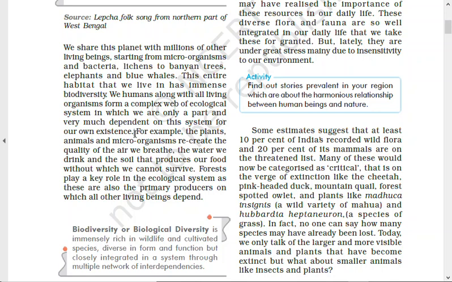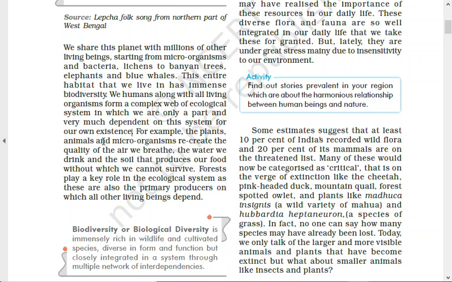So that means, forget about the first two lines, but here the third line says, we humans, along with all living organisms, form a complex web of ecological system of which we are only a part and very much dependent on this system for our own existence. That means if we don't have those natural resources like the forest and other animals and microorganisms, we cannot survive. That's important here. You have studied the same thing in biology also. All right, so this is the interdependence of human beings and the other organisms.